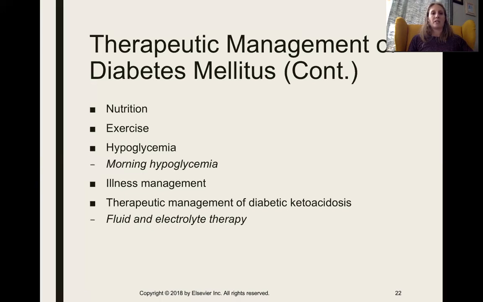Again, with illness management, we're going to closely monitor the ketones in the urine. We're going to closely monitor the blood glucose to ensure that these kids are getting enough sugar and enough insulin to correlate with what they need during the illness. And we've talked about diabetic ketoacidosis, but just to reiterate, it is a pediatric emergency, and we're going to want to refer to an ICU or higher level of care if it is suspected.